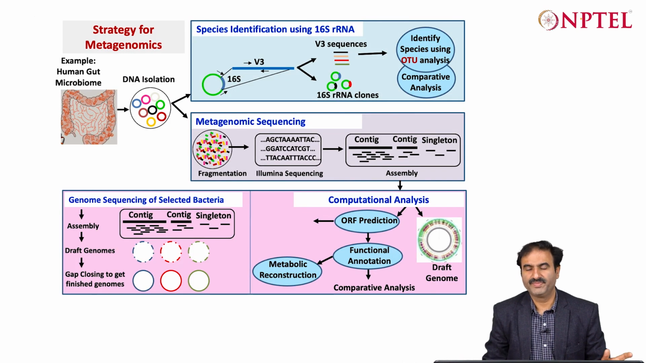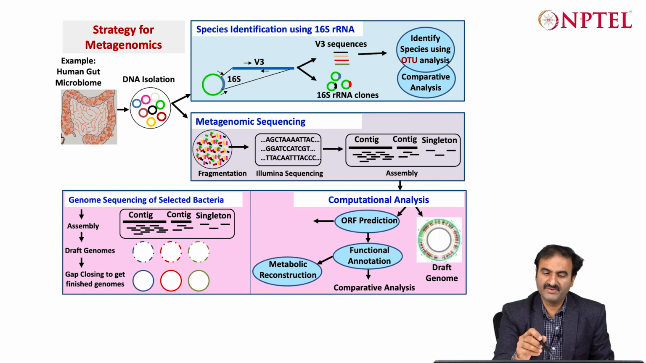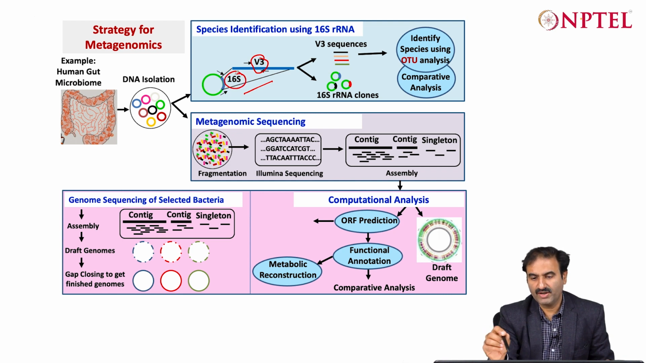In metagenomics there can be two types of analysis. One aims at identification based on the 16S sequence, where we can use a particular variable region or the complete 16S, and amplify it, or make clones of 16S ribosomal RNA if you want to construct a library of that, and identify the operational taxonomic units that we will see today.